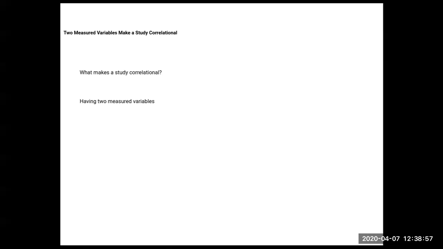So again, we're asking what makes a study correlational? Well, again, the answer is having two measured variables. Doesn't matter if one's categorical. It doesn't matter if it's a scatter plot or a bar graph. Doesn't matter if it's an r value or a t-test. Yes, I'm repeating myself. This is the redundant chapter. What makes a study correlational, or makes it an association claim, is two measured variables.